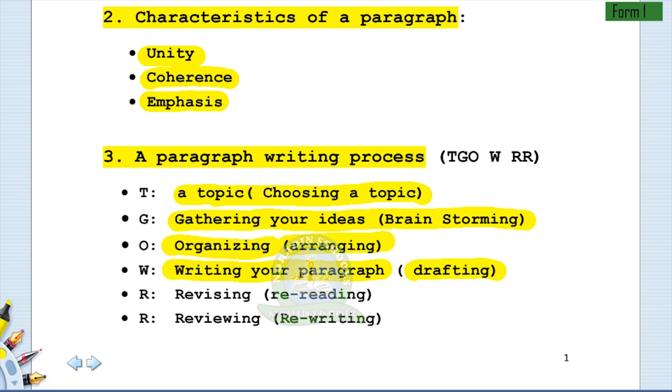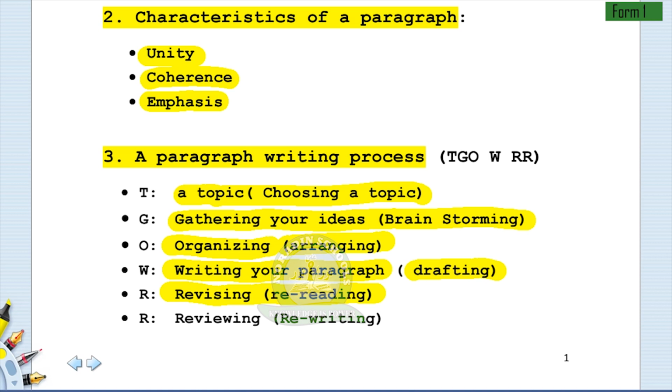Here we have the fifth step, which is revising. Revising means rereading. When you have finished writing and drafting your paragraph, you have to read it again and again and again. If you find any mistakes, you have to change them. Maybe you need to change some words. You need to add some information or remove some information. After revising, you share it with your friends or classmates. If they see anything wrong, then you have to change it.